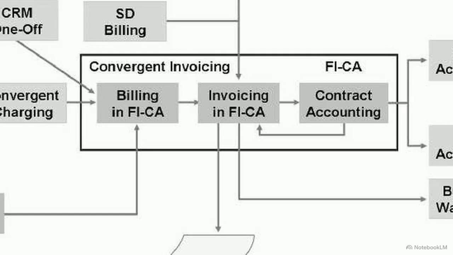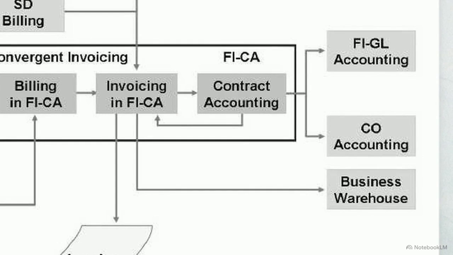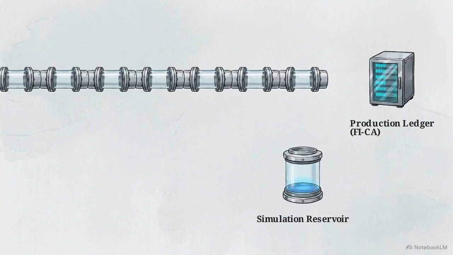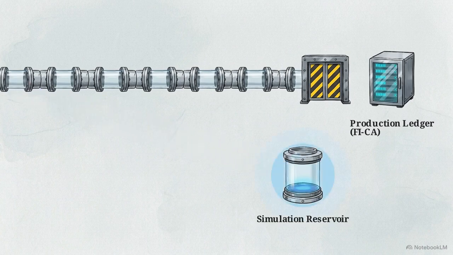This architecture diagram shows how the data flows. Notice the Invoicing and FICA block in the center. This is the critical gateway where multiple billing streams aggregate before the results are handed off to contract accounting for final posting. Running a simulation at this step allows for a full-scale test of the data pipeline, providing a hard system stop that prevents any permanent FICA postings from being created.